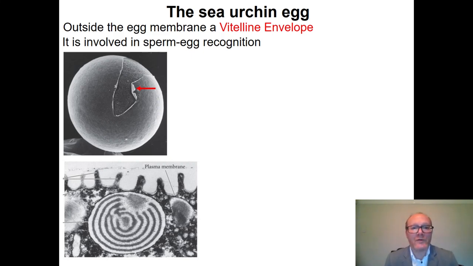So the job of recognizing the sperm and the correct sperm is particularly important for animals like sea urchin that release their eggs in seawater. So they have external fertilization. This is because many different species of sea urchin may spawn at the same time, releasing eggs and sperms in the water. So each egg wants to recognize the correct sperm, so the sperm that belong to the same species.